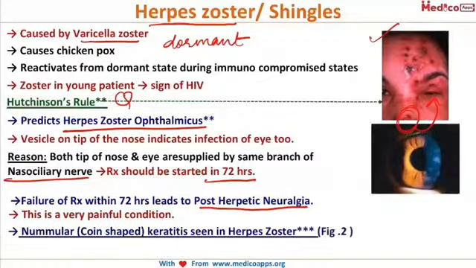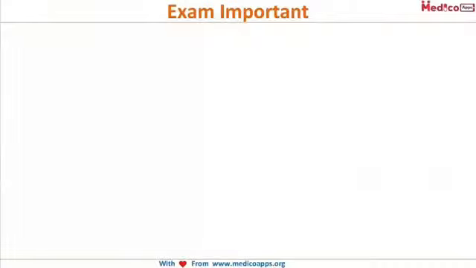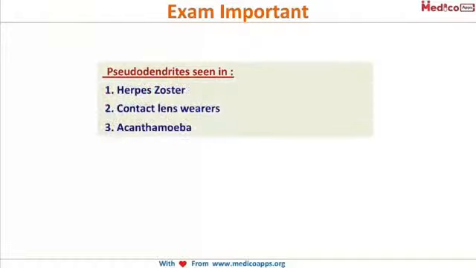Another form here is the nummular keratitis. By nummular, I mean coin-shaped. Please look at this picture. All of these coin-shaped opacities characterize the nummular keratitis seen in herpes zoster. Also here again, you're going to see pseudodendrites. These are how the pseudodendrites appear. Now, a few important points from your exam point of view. For a quick revision, pseudodendrites, we have learnt all these 3 conditions now. They are seen in herpes zoster, contact lens wearers and acanthamoeba.